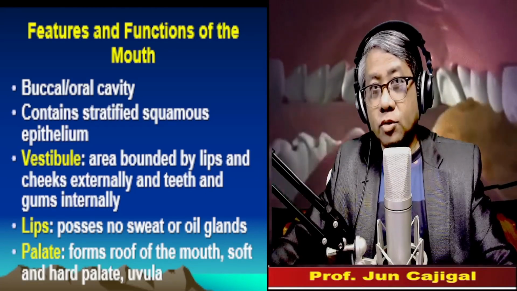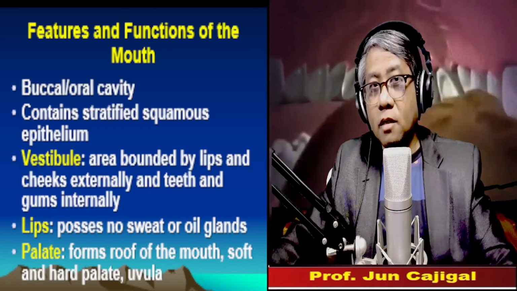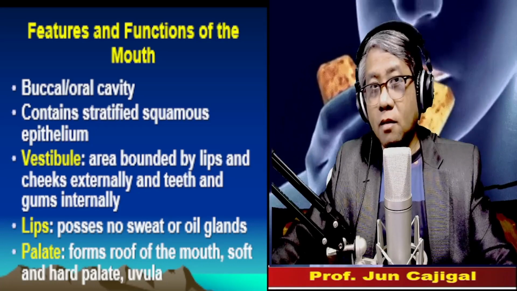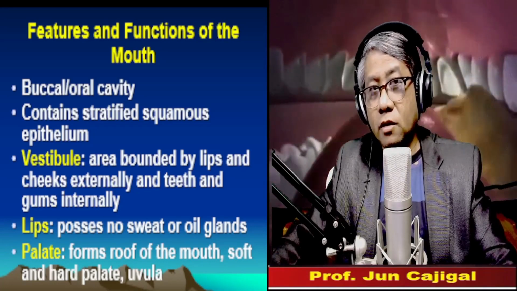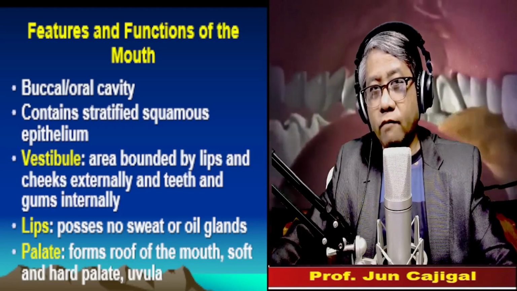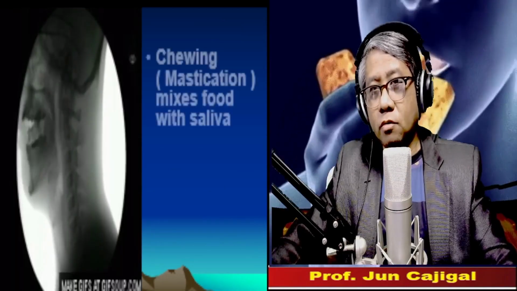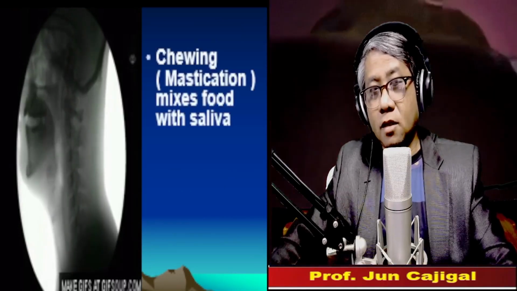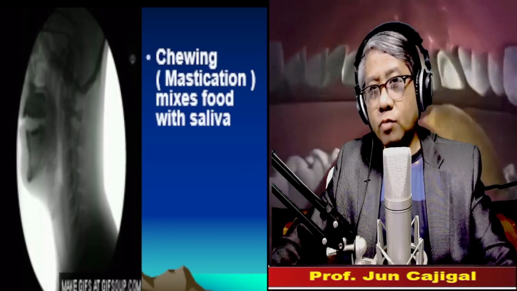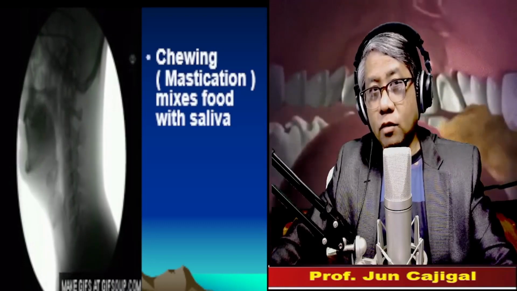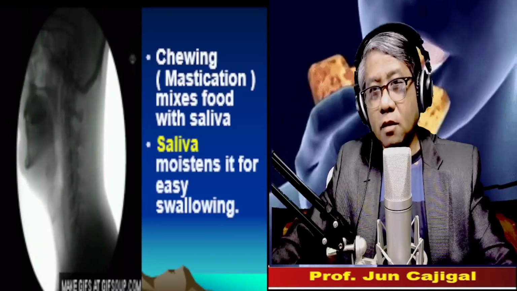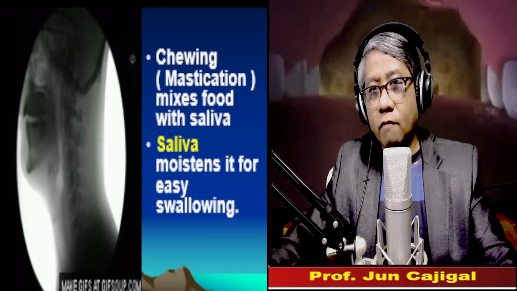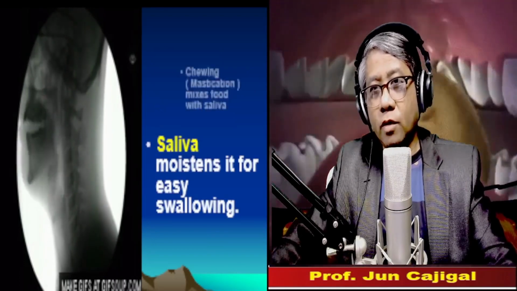And as I have mentioned earlier, in the mouth, there is mechanical and chemical digestion. Now, mechanical digestion involves the action of the teeth. Plus, also we have the chewing motion of the mouth or mastication. Now, this chewing motion mixes food with saliva. Now, saliva basically moistens the food for easy swallowing.